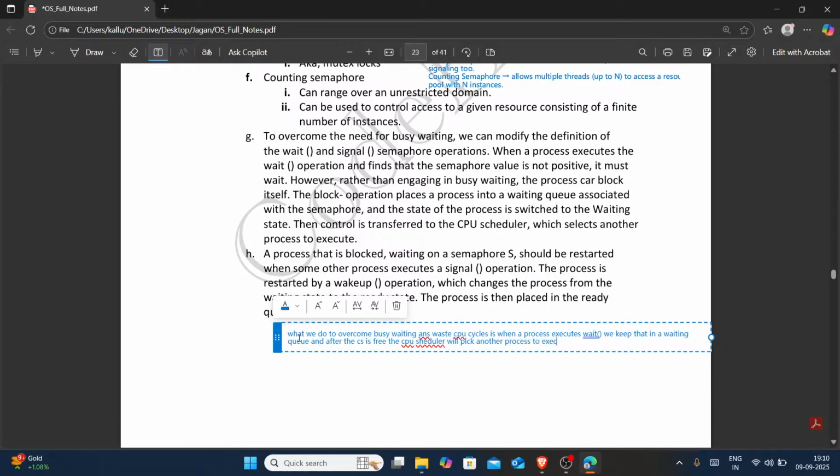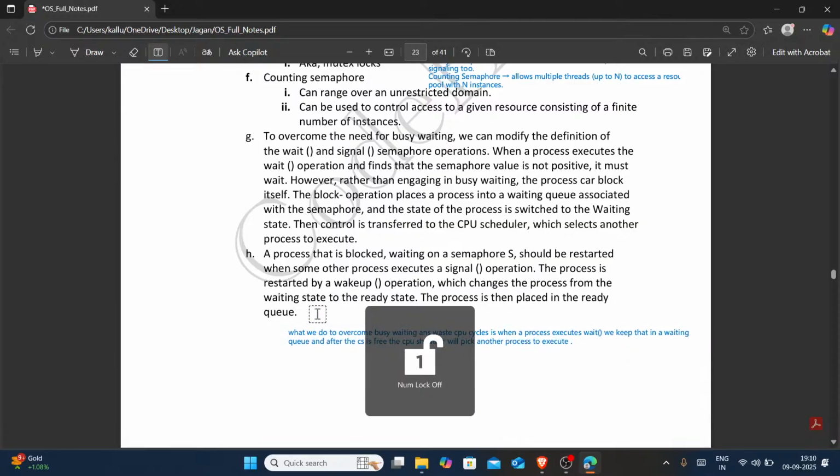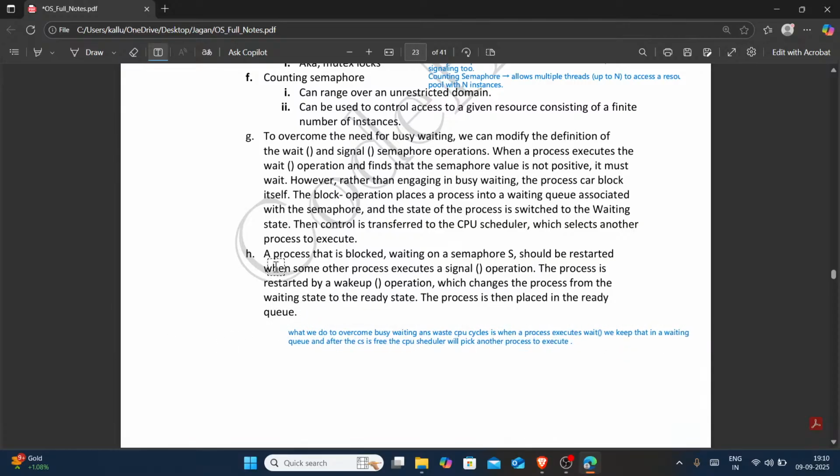To execute, the process that is blocked waiting on a semaphore S should be restarted when some other process executes a signal operation. The process is restarted by a wake operation, which changes the process from waiting state to ready state. The process is then placed in the ready queue.